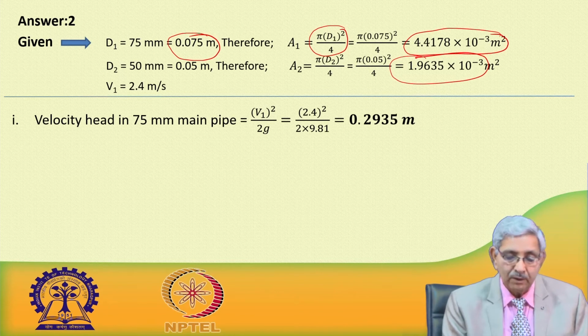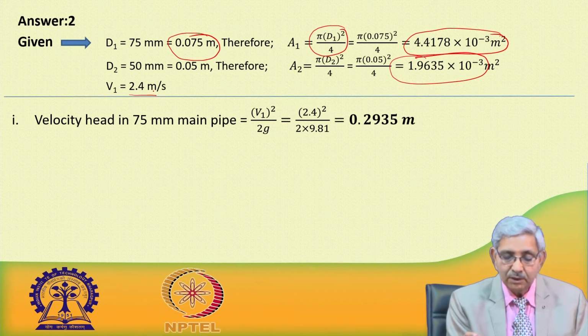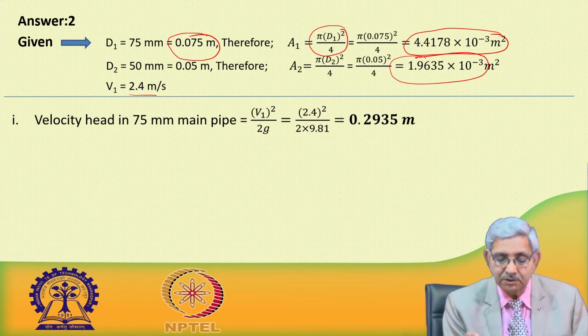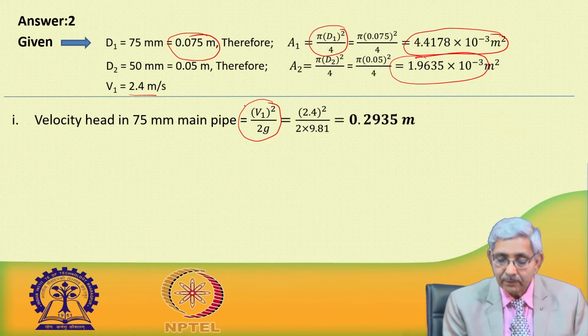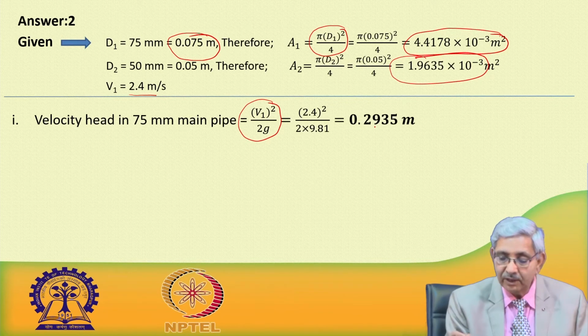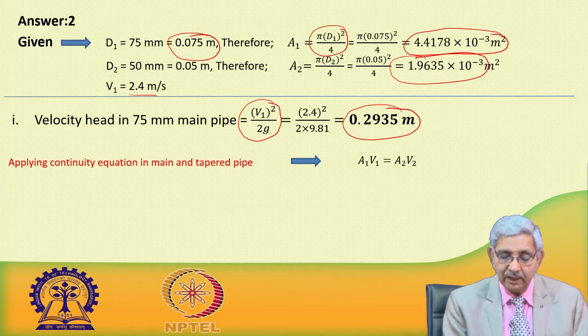meter square. Now, we are given the velocity through the pipeline is 2.4 meter per second. So, one can work out what will be the velocity head. Velocity head is given by V1 square by 2g. Simply substituting the value of velocity, and g is 9.81, we get velocity head as 0.2935 meter in the pipe of 75 millimeter diameter.